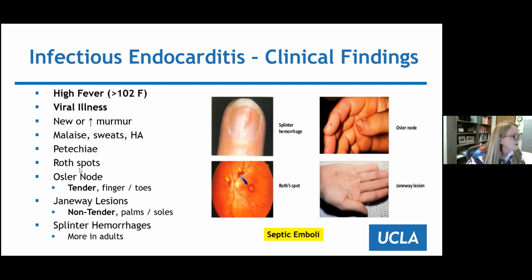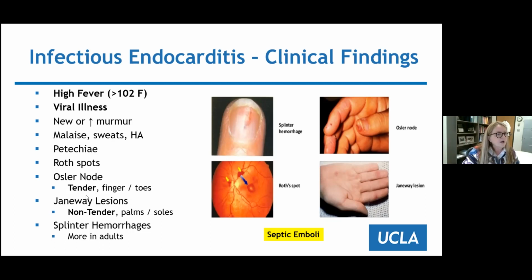So Roth spots are present here, and this is when you're doing a fundoscopic examination. You can see these hemorrhagic spots with a central white clearing to them. Those are called Roth spots, and those are due to septic emboli.